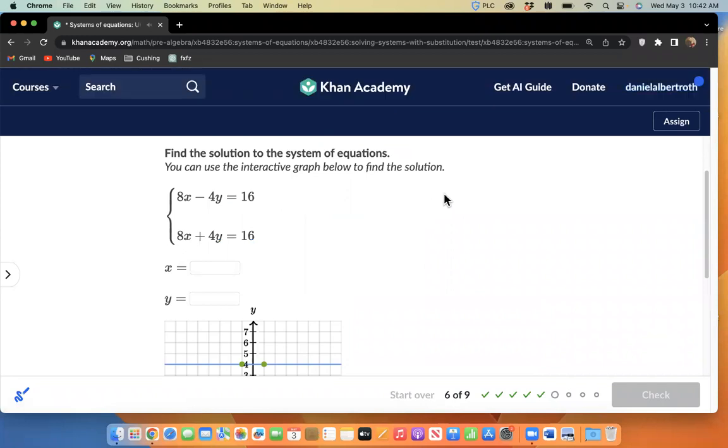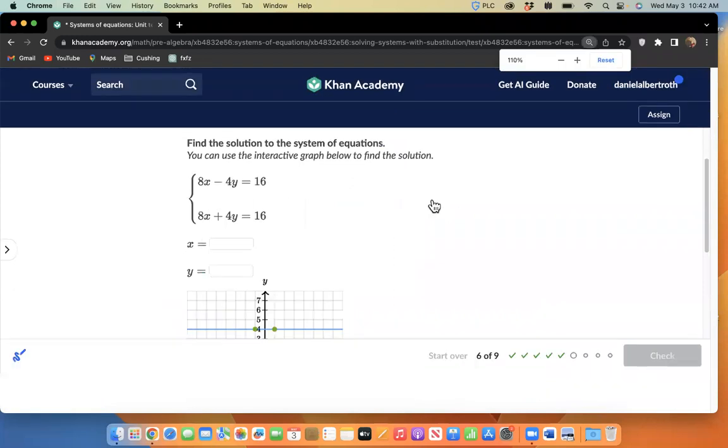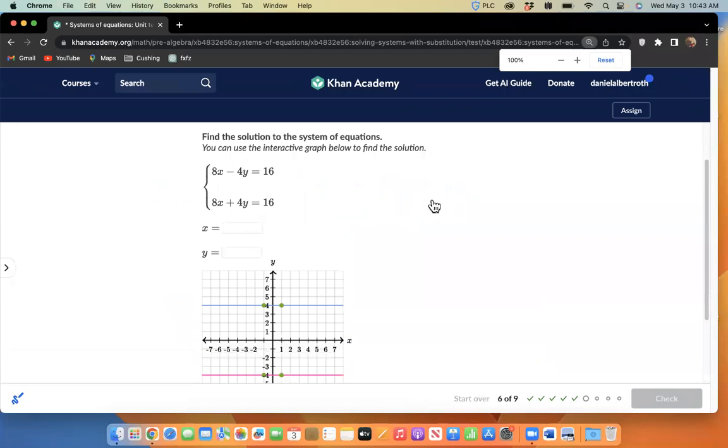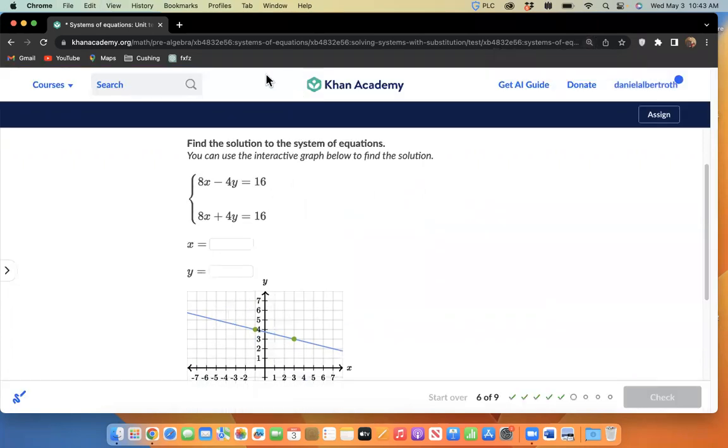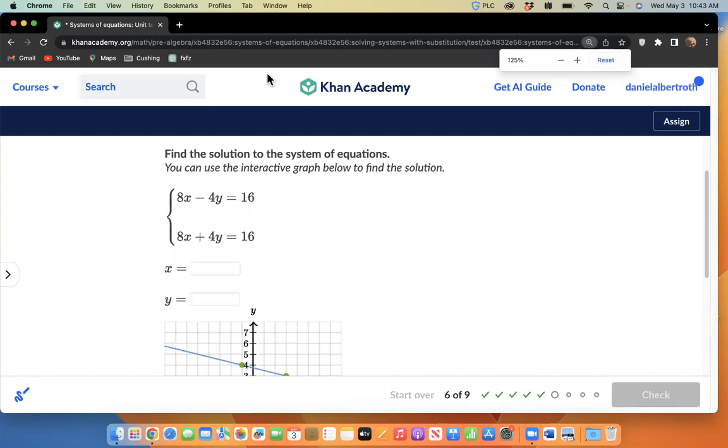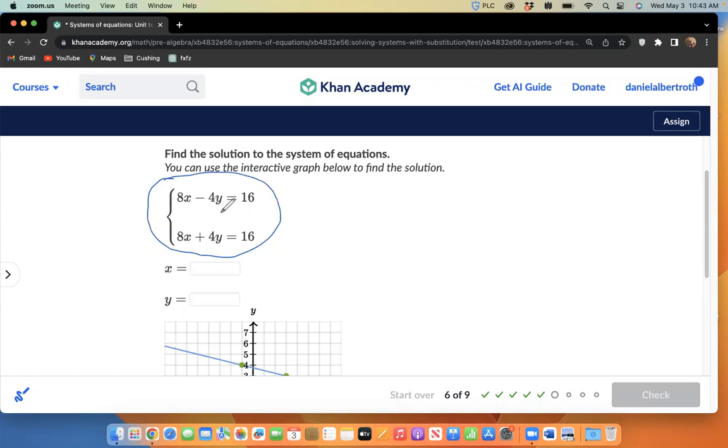All right, let's solve. Let's do this one graphically. Actually, I'm not going to do this one graphically. You don't have to do the graphs on these. It says you can use the interactive graph, but I'm not going to do that. I'm going to do this algebraically because it's set up so well for elimination. Here I have these equations stacked, so I'm going to use the elimination method and add these together.